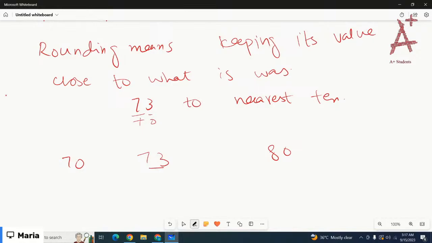So 73 is just three steps from 70: 71, 72, 73. It is just three numbers away from 70, but it is seven numbers far from 80. So that means it is nearer to 70. So it would be rounded off to 70. Very good.